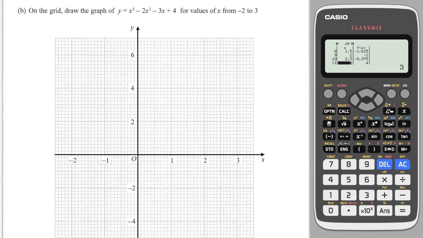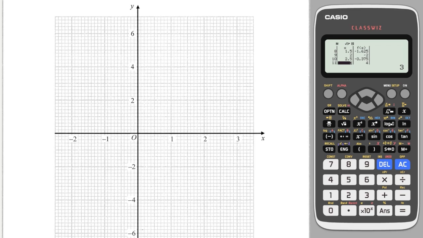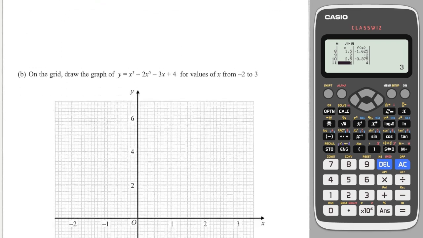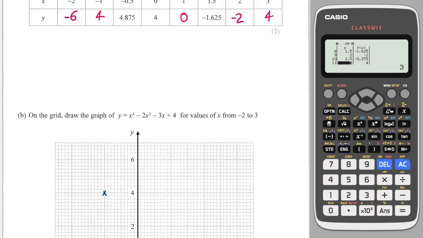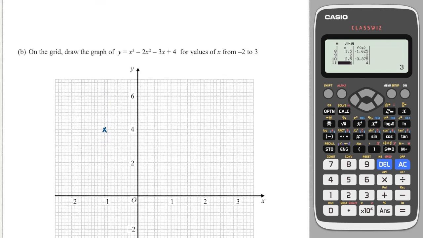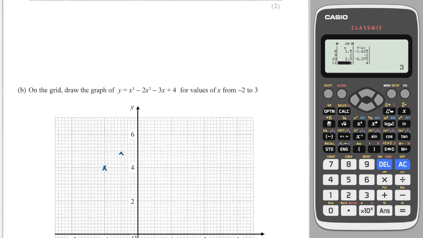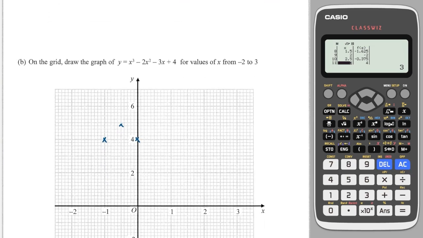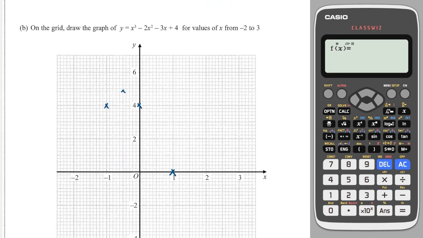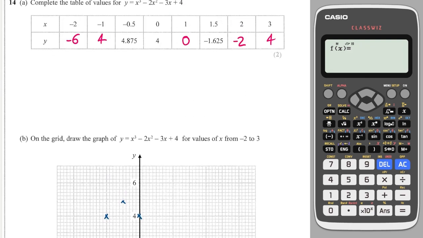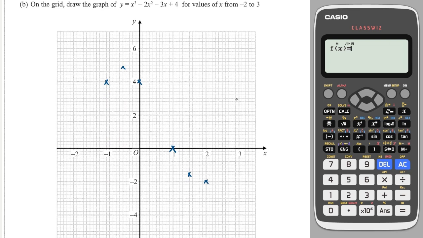So minus 2, minus 6 is down here. Minus 1, 4 is here. Minus 1/2 and just shy of 5 is about here. 0, 4, 1, 0. And we've got 1.5 and minus just over 1.5, and 2, minus 2, and 3, 4.